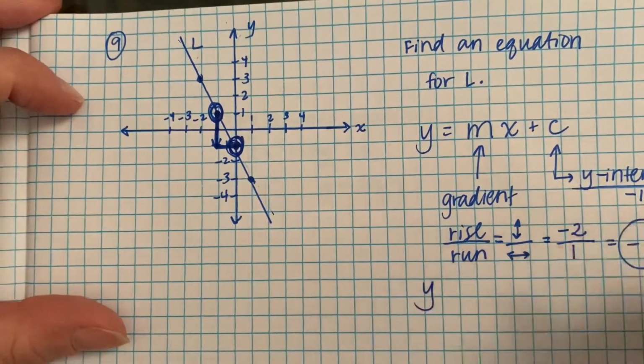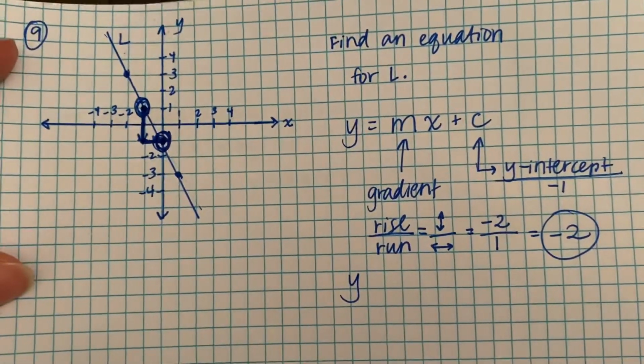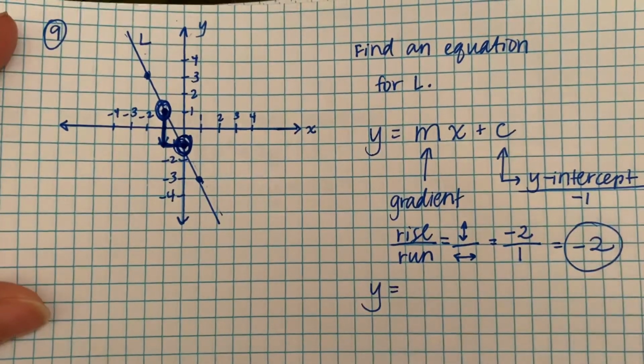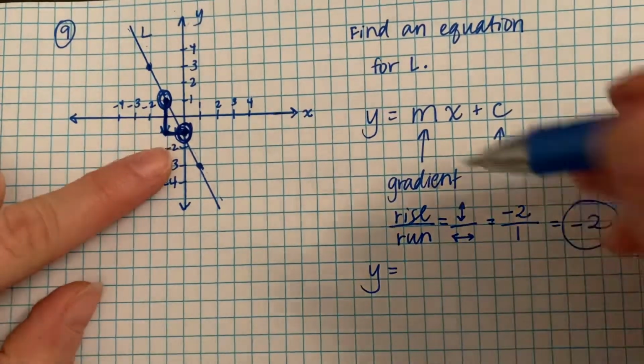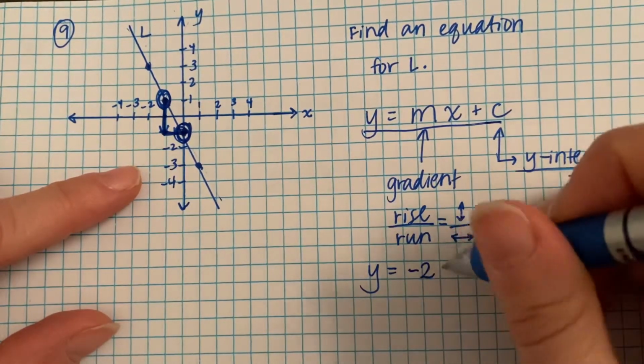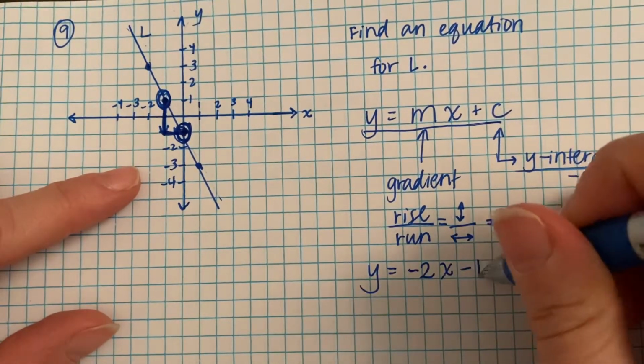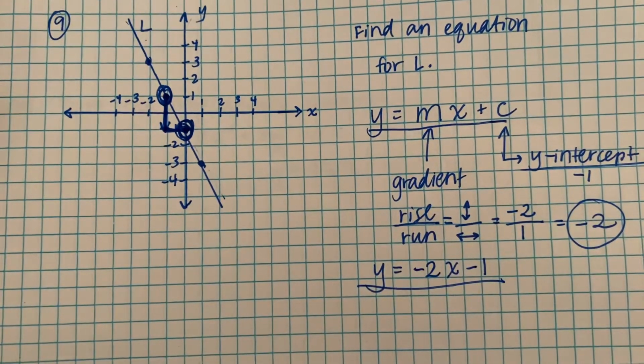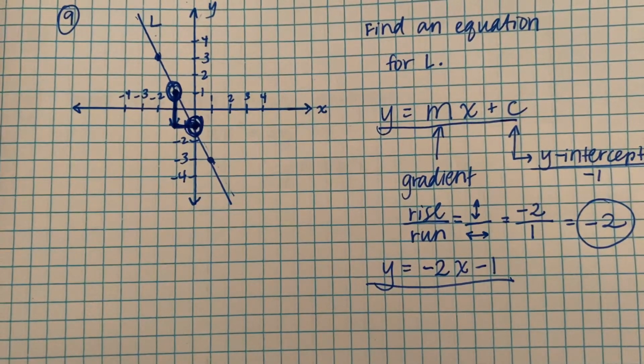So if I use that equation, I'm sorry, I've gone off screen again, but you get the idea. If I use that y equals mx plus c and replace m with the -2 that I came up with, and the c with the -1, that would give me my answer for the equation for our line.